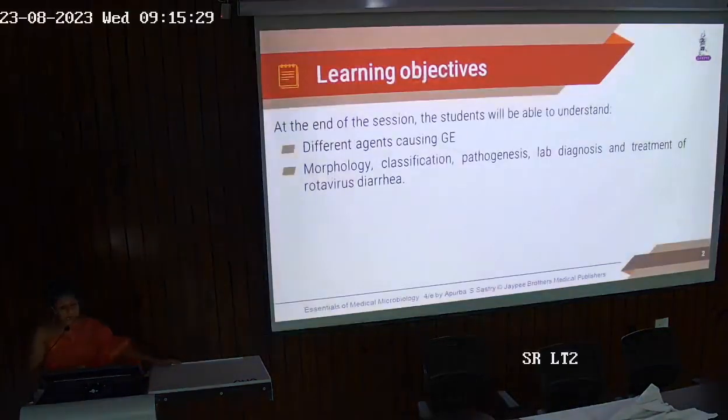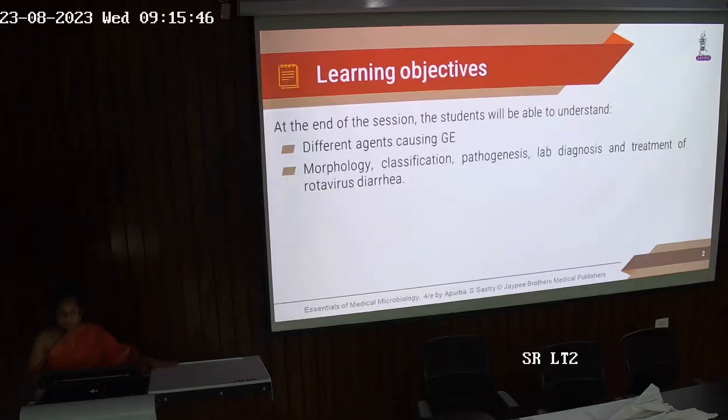So at the end of the session, the students will be able to understand the different agents causing gastroenteritis, and mostly rotavirus is the most important. So morphology, classification, pathogenesis, lab diagnosis and treatment of rotavirus diarrhea.